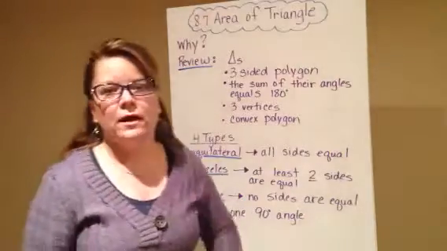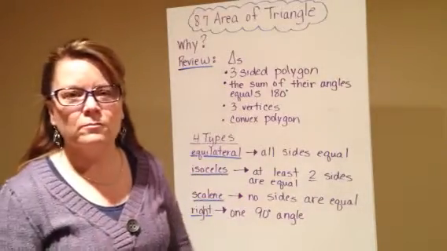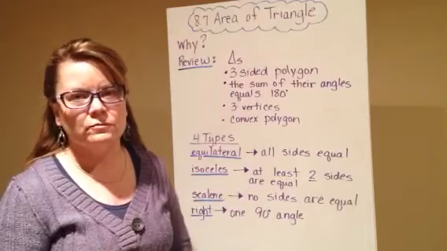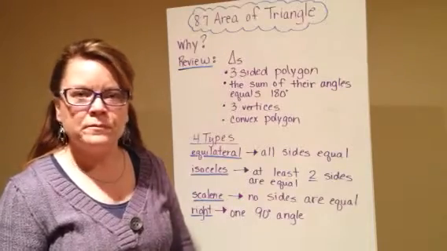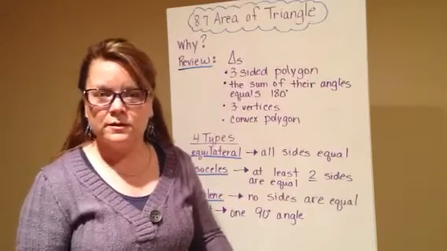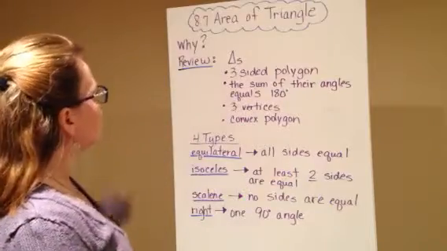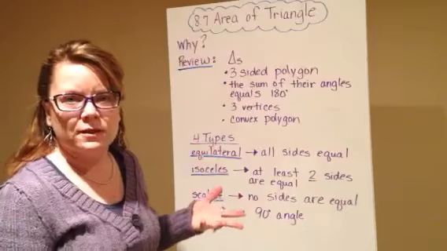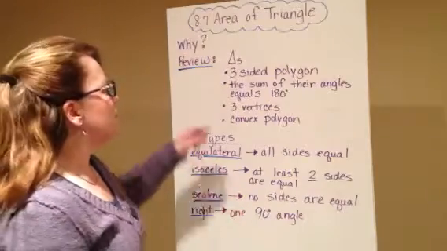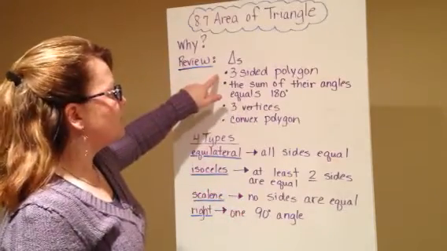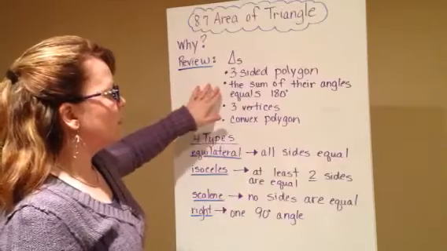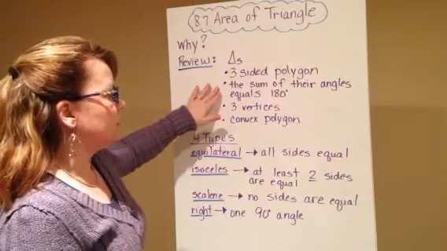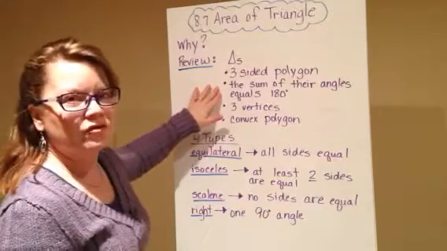But before we do that, I would like to review triangles in general, just to make sure that you remember what they are, what kinds there are, and things like that. So let's take a look here. Triangles, as we have talked about before when we did a session on geometry, are a three-sided polygon. The sum of their angles equals 180 degrees.